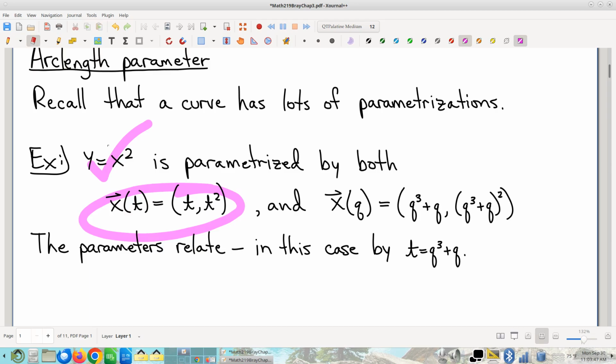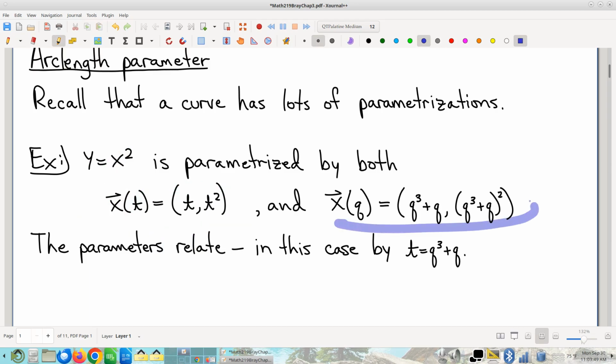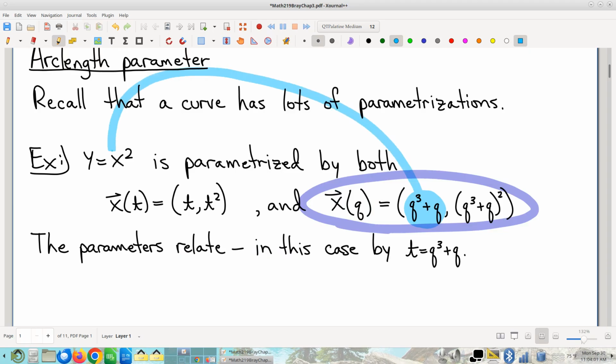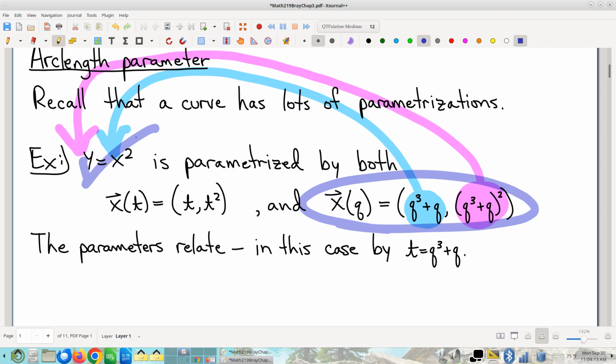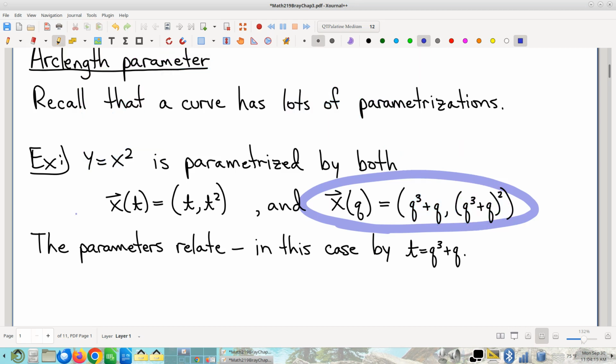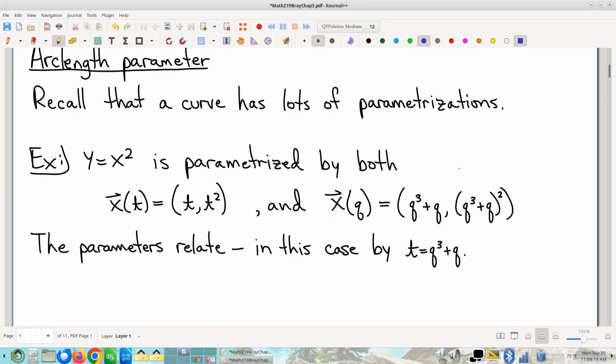Aha, yes, but check this out. This is 2. Because you can take the formula for x here, put it there, and the formula for y, and put it there, and it works. So I have here, a little eyebrow-raisingly, 2 different parameterizations of the same curve.